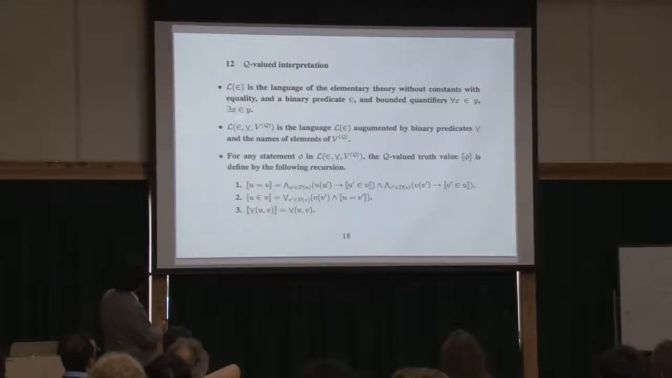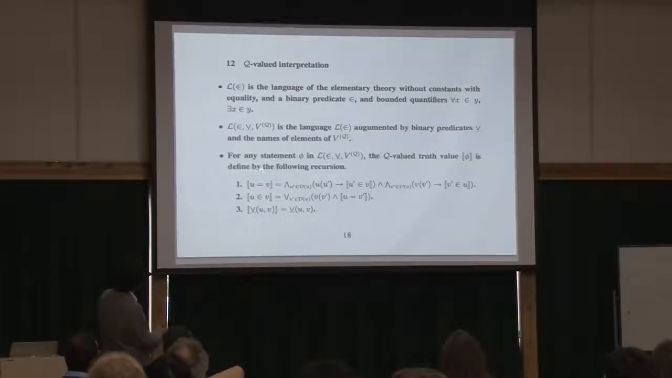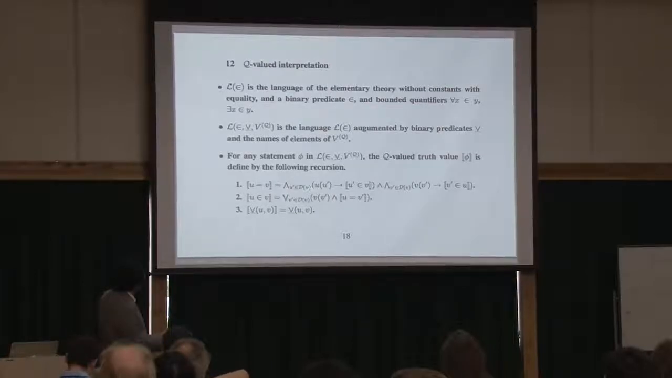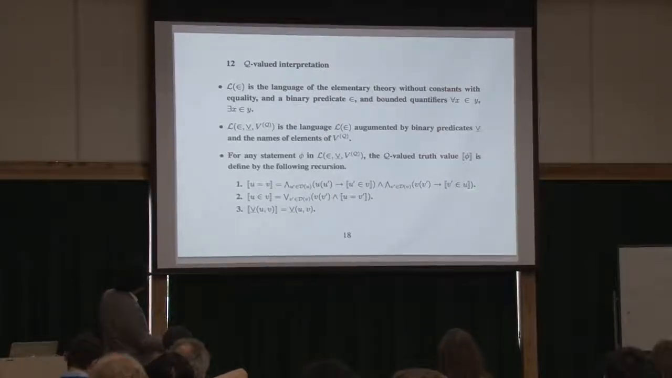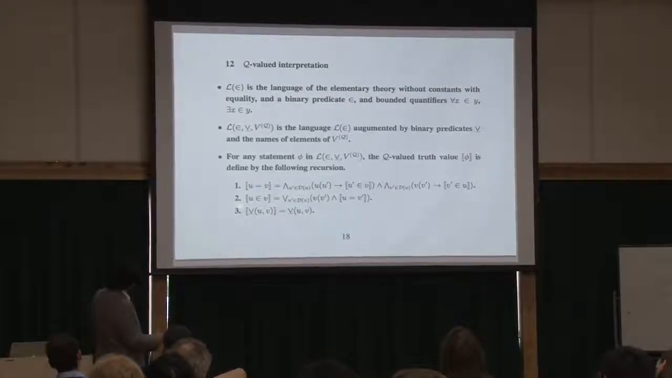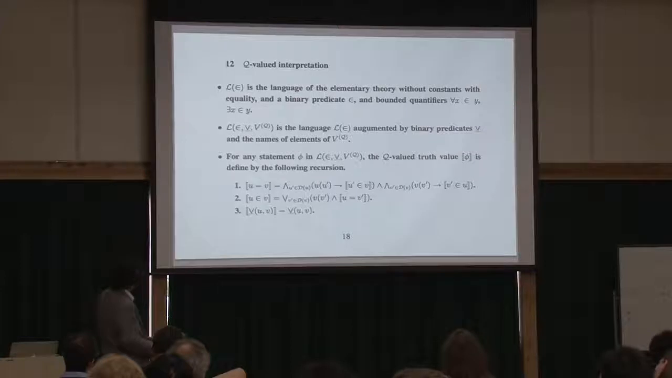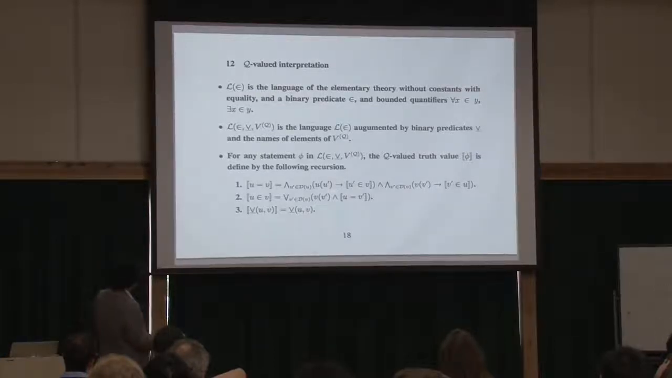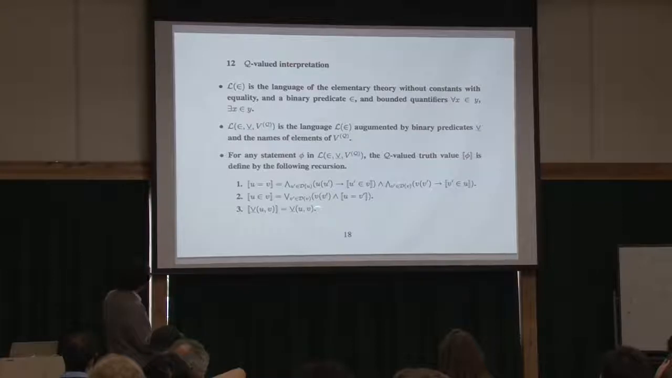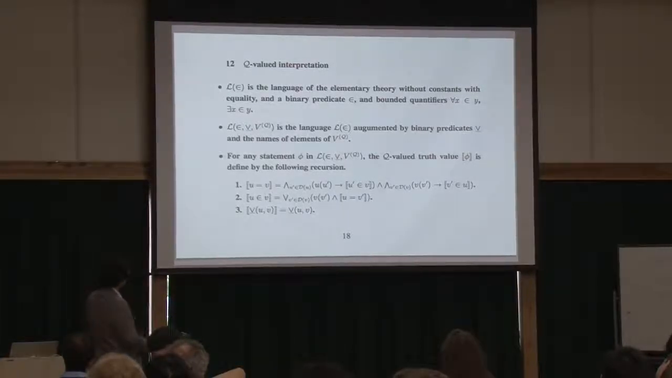Then for any statement in this language, the Q-valued truth value is defined in the following recursive fashion. Equality is defined recursively using the truth value of the membership. This is just the extensionality relation. And then the truth value for the membership is just the value of this function. Originally, the quantum set is defined to be a function from a subset of the universe to the projections in Q, so this is just like a fuzzy set. So this approximately means the membership. But now we just slightly modify this number.